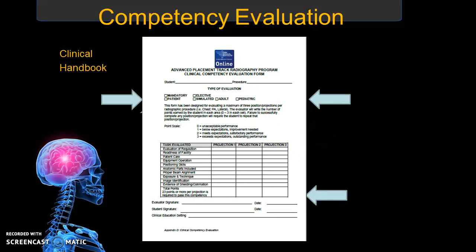The next part, again, the numbers are what your clinical evaluator is rating you. Whether you did it perfectly, you're fantastic, you exceed all expectations, that would be a number 3 in each one of those skills categories. Now, another thing to remember is the projections must match the exam.